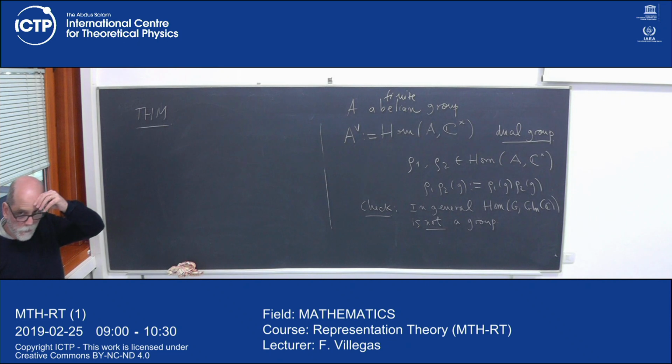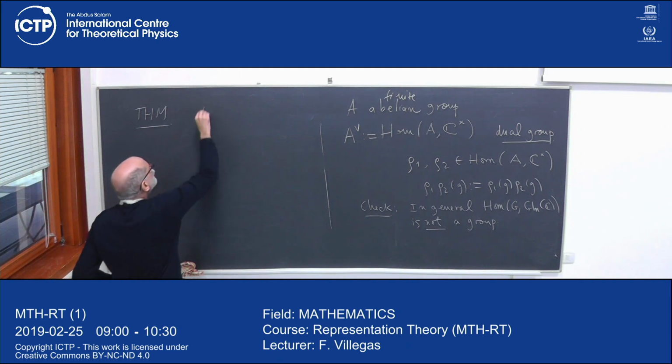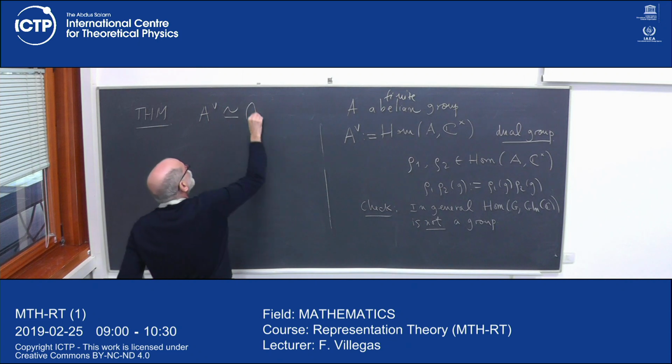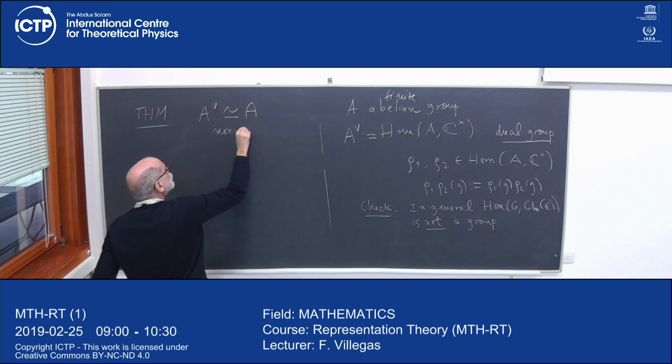So what do we know about a dual? Does it have the same order as A? It has the same order as A, but it's more than that. It's actually isomorphic to A, but in a non-canonical way. So this works a bit like vector spaces. A vector space has a dual, and if you're in finite dimension, the dual is isomorphic to the vector space, but not canonically. So the theorem is that A dual is isomorphic to A non-canonically.